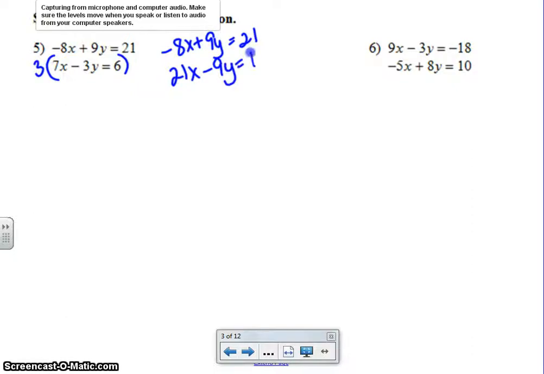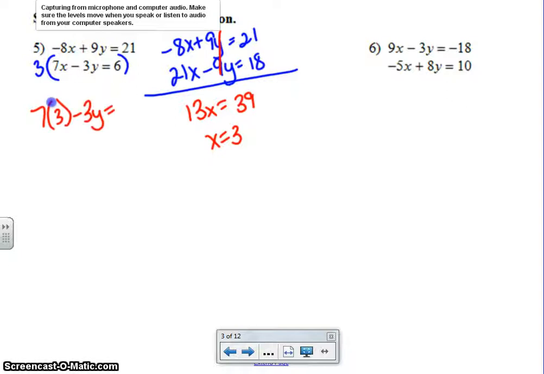Now, the second equation is a linear combination of the first. So by multiplying everybody by the 3, I'm not affecting the value of the equation in the system. I do see now that the y's will cancel. This leaves me with a 13x equals 39. So x equals 3. And now I can choose my favorite equation. I'm going to go back to the original bottom equation. So 7 times the 3 I just found, minus 3y equals 6.